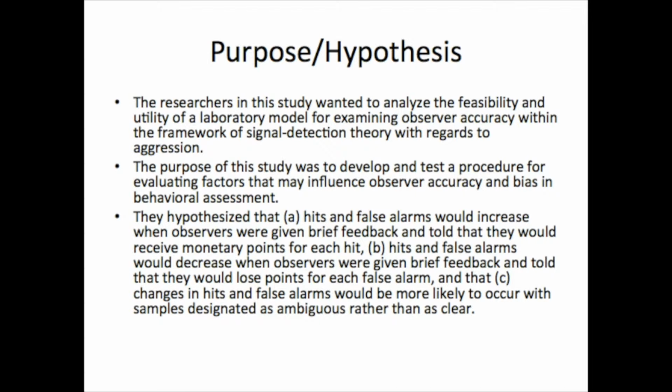They hypothesized that hits and false alarms would increase when observers were given brief feedback and told they would receive points for each hit. Hits and false alarms would decrease when observers were given brief feedback and told they would lose points for each false alarm. That changes in hits and false alarms would be more likely to occur within samples designated as ambiguous rather than clear.